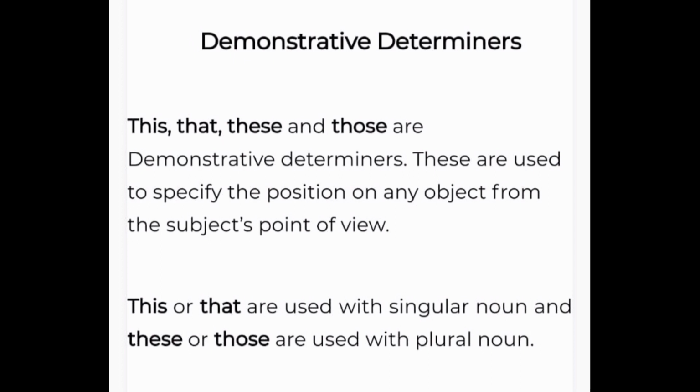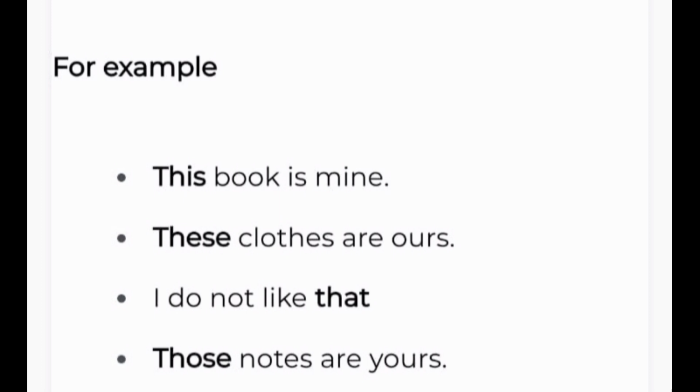Okay. Now this or that are used with a singular noun. That means it is pointing out only one single thing. And these or those are used with plural nouns. Okay. Remember this. Now some examples. This book is mine. These clothes are ours. I do not like that. Those notes are yours. So it is pointing out the subject. Okay, it is used to specify the position of any object when it is pointing out any kind of object. So this is known as demonstrative determiners.